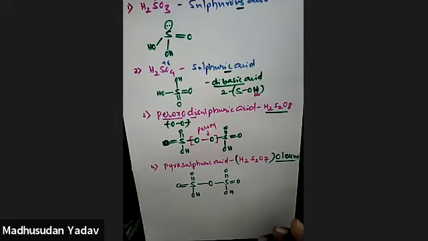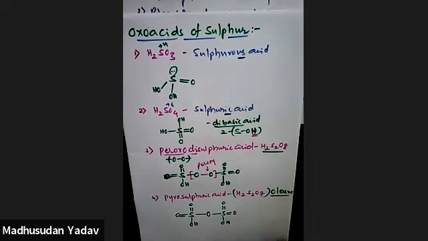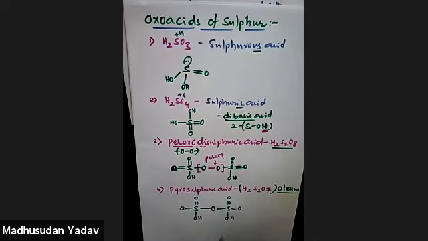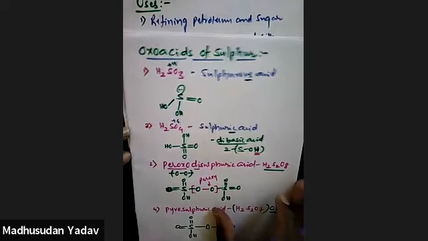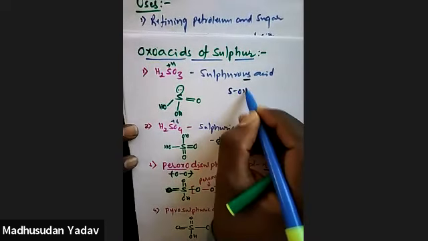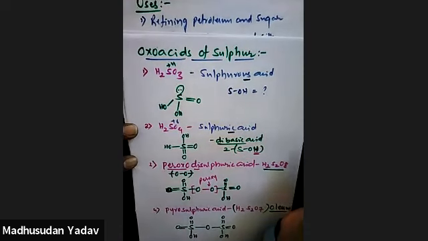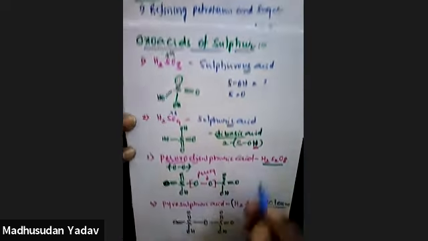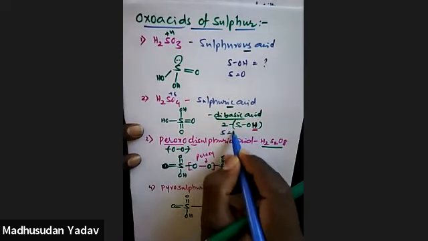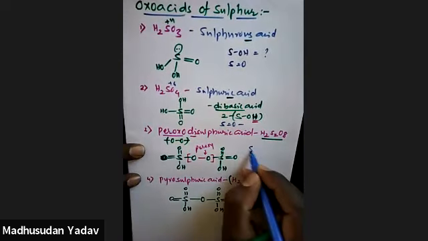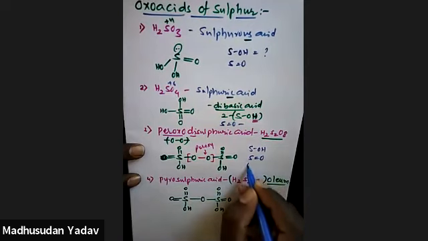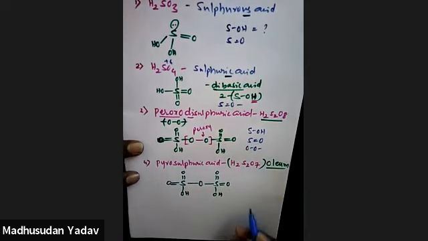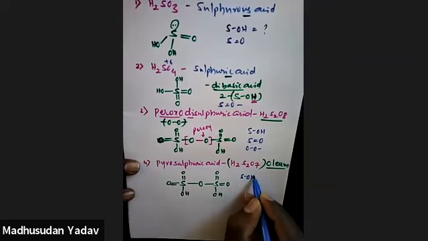So this is about oxo acids of sulfur. Okay, guys. Structure-based questions are important. How many SOH links are present? That you have to do as homework. Write how many S double bond O links are present here also. Here, SOH links, S double bond O links, peroxo links. Here also, how many SOH links? How many S double bond O links?